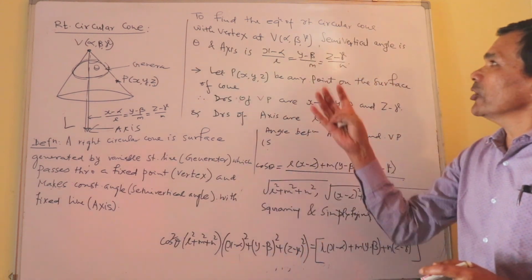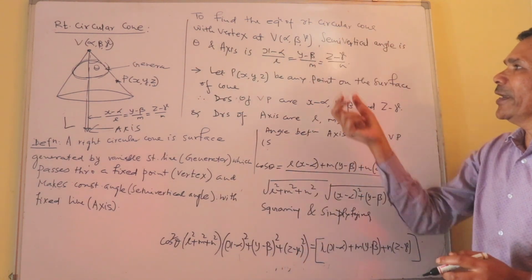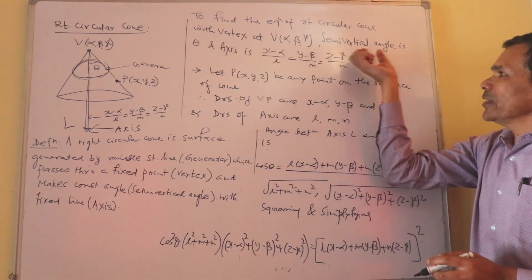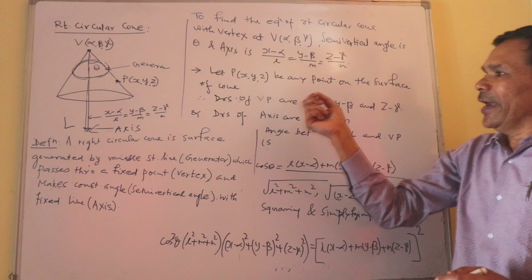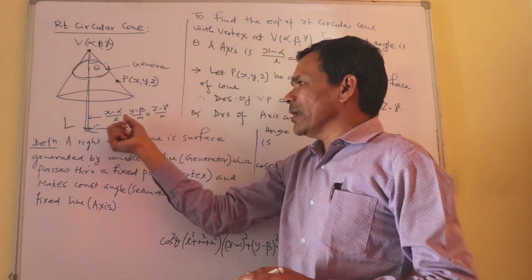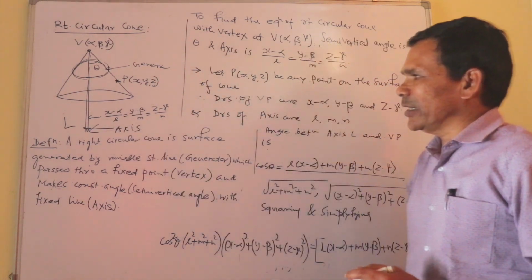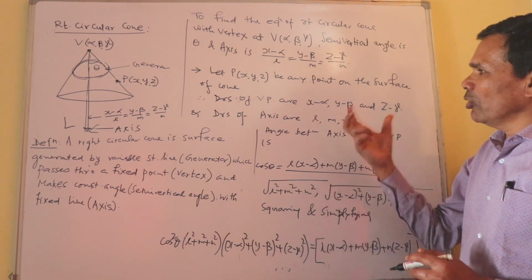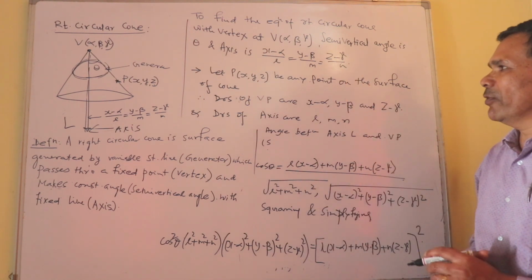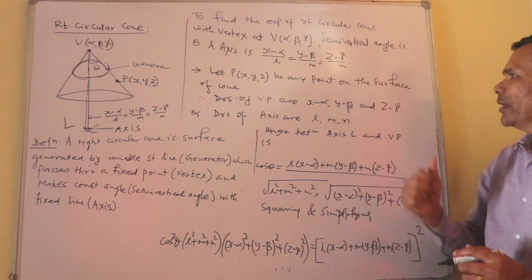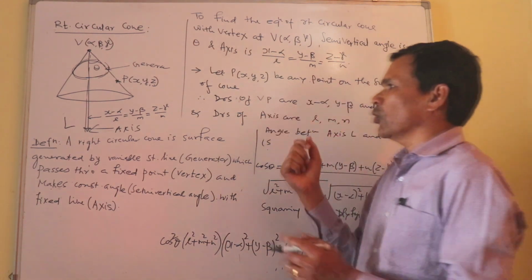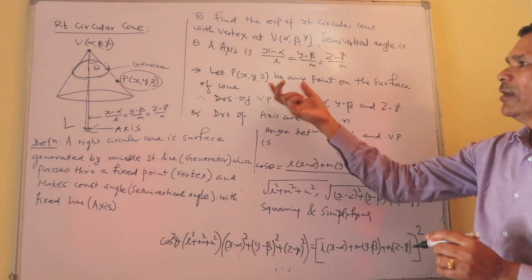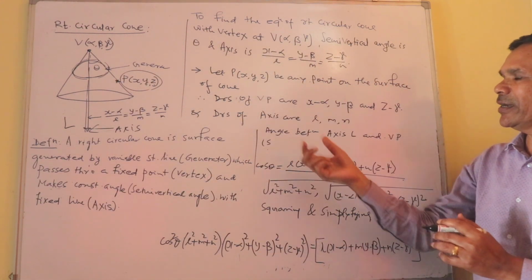Now to find the equation of a right circular cone with vertex at some particular point V(alpha, beta, gamma), semi-vertical angle theta, and axis the line (x minus alpha)/l = (y minus beta)/m = (z minus gamma)/n. So how to find this? This is the procedure. Let P(x, y, z) be any point on the surface of the cone, or the generator.